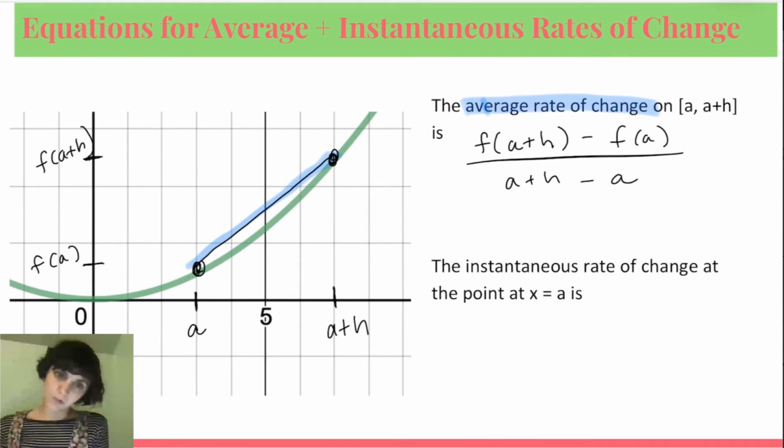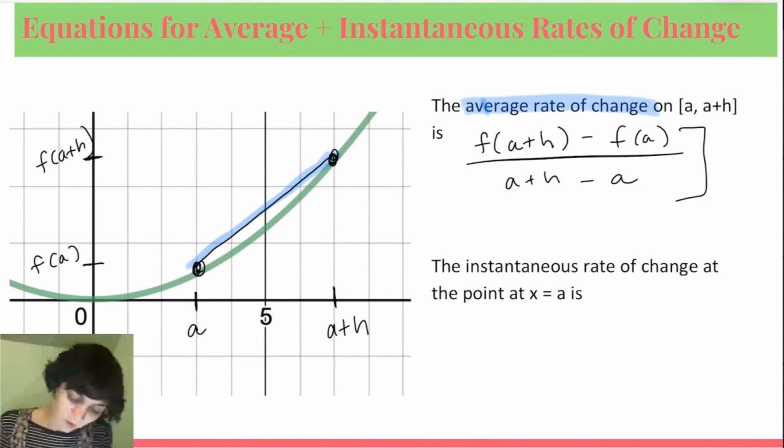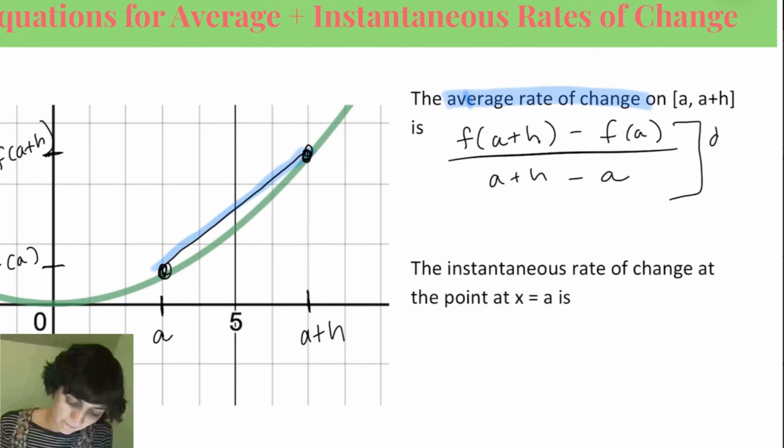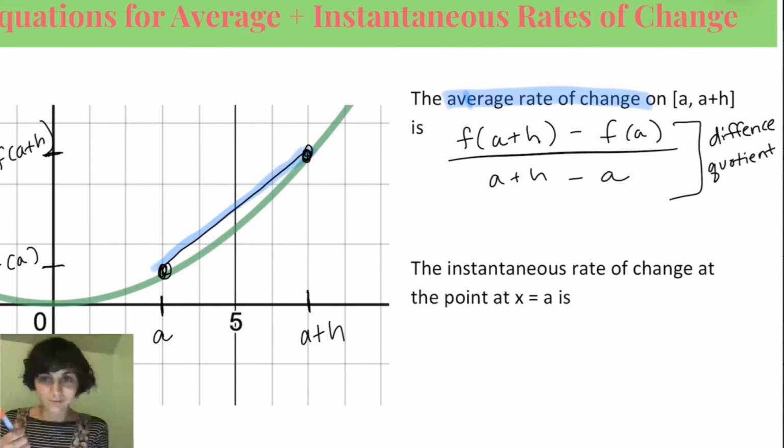This is very formal notation, but this is the way that calculus defines it. So really, it is just change in y over change in x, but in this case, our y value is f of a plus h and f of a. And this is what we call, another vocabulary word here, the difference quotient. So difference just means subtraction, and quotient means division. So it's a quotient that shows the difference between those 2 points.